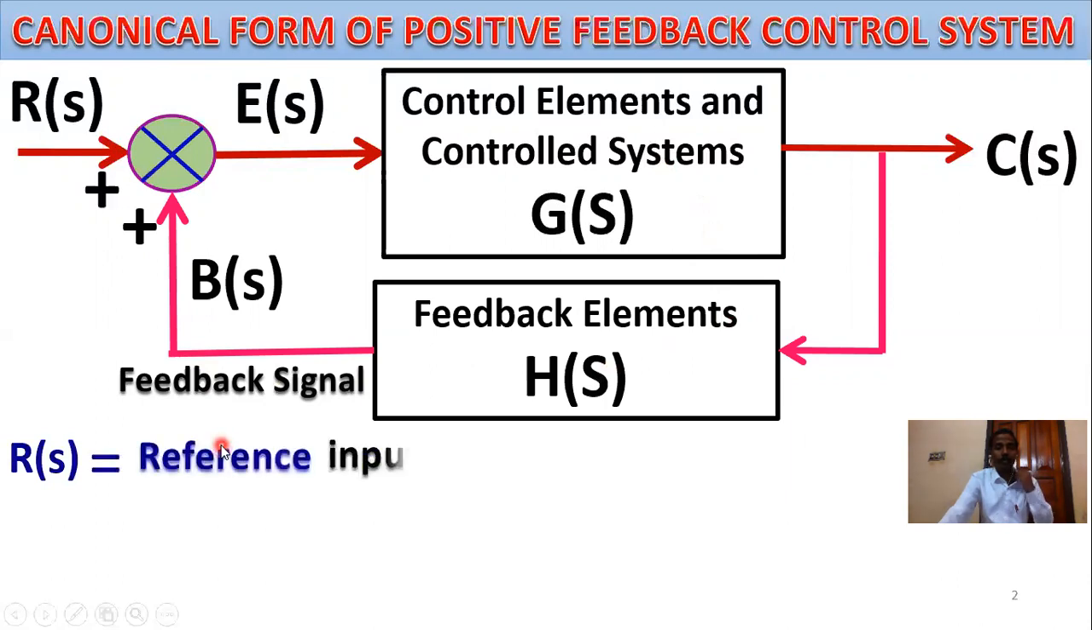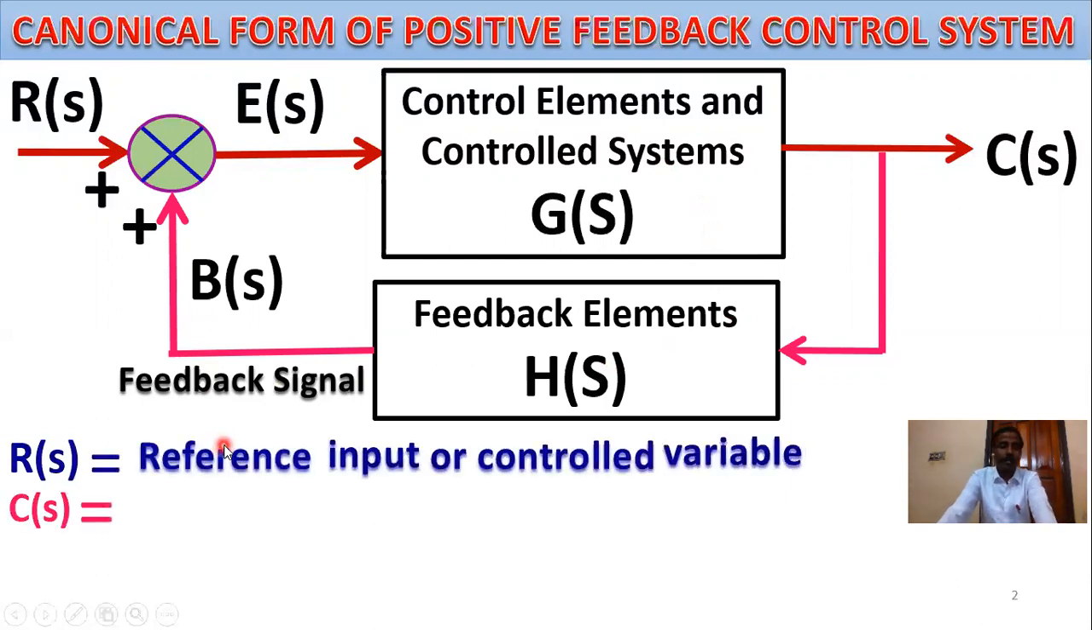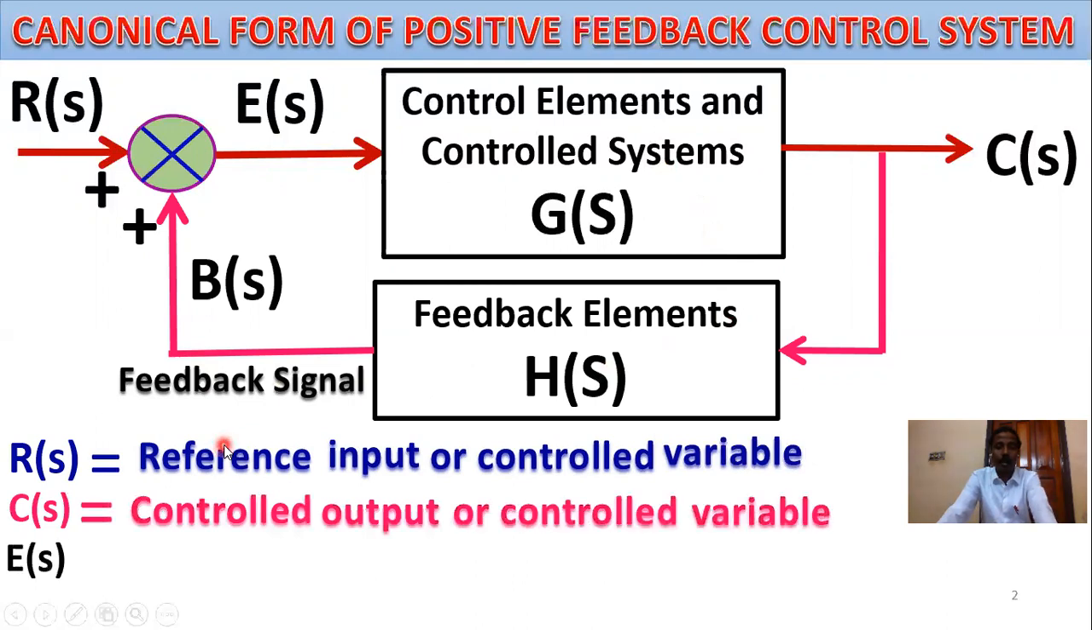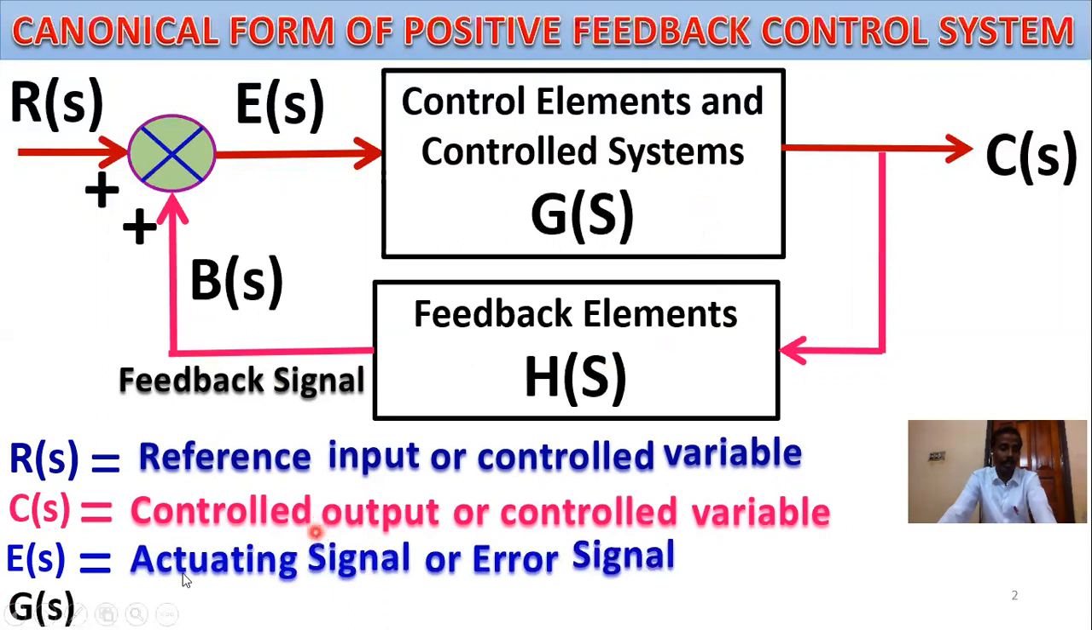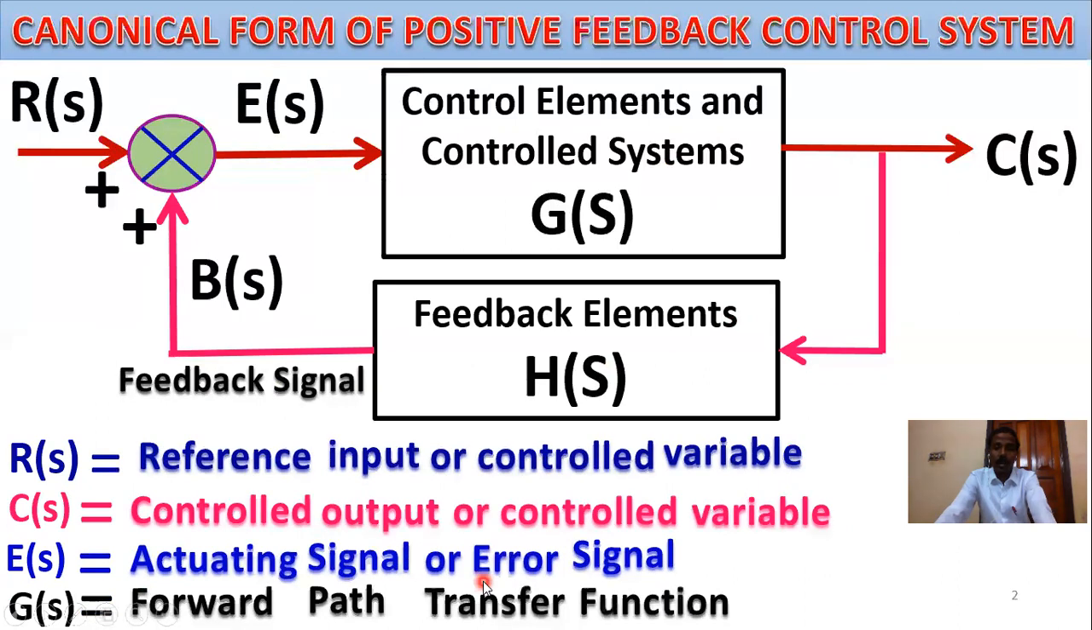R of S equals the reference input or control variable. C of S equals the controlled output or control variable. R of S is also called the cause, and C of S is also called the effect. E of S equals the actuating signal or error signal. G of S is the forward path transfer function, that is, the forward gain, and H of S equals the feedback transfer function. So what is the forward path transfer function and what is the feedback path transfer function? That means G of S and H of S.